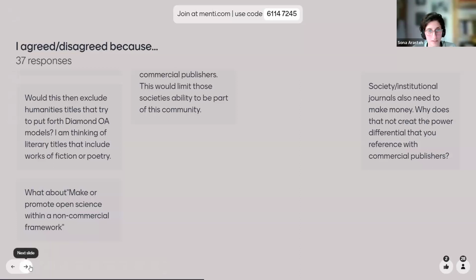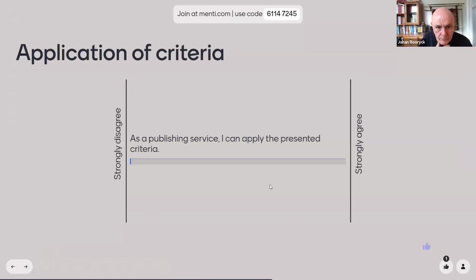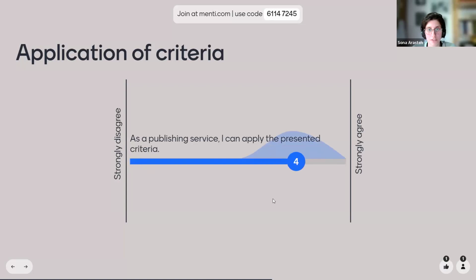Okay, and looking at the time, I will go to the next statement. If you have any burning questions that we missed during this, you can either choose the next option to post them via Mentimeter or post them in the chat, so they will be more prominent for us to see. With that, this is for all of you that identify as a publishing service. As a publishing service, I can apply the presented criteria.